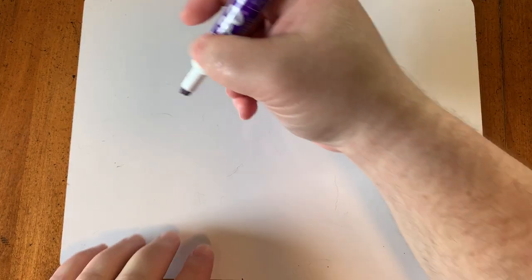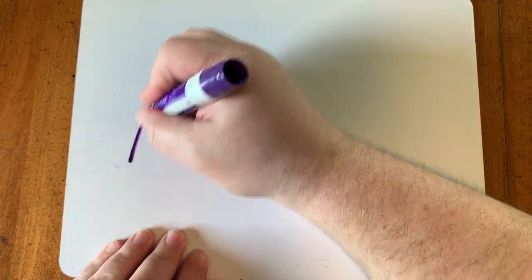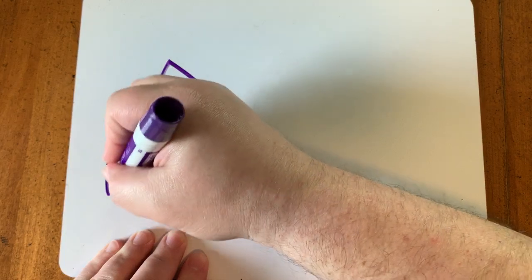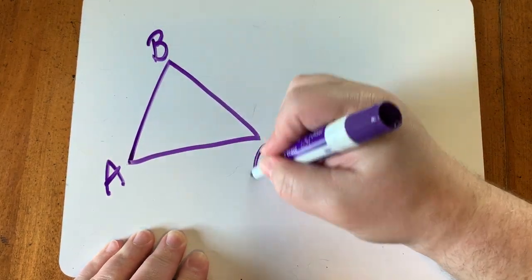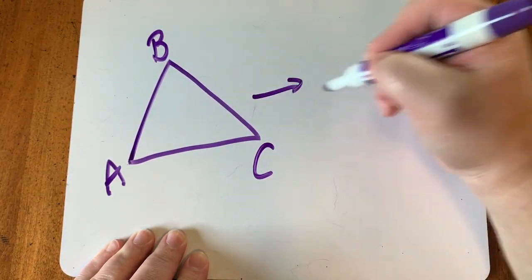Hello everyone, let's talk about transformations. A transformation is a modification done to a figure such that it changes the shape and or size of the figure. If we want to transform something, say we had triangle ABC, and we just want to move it over.